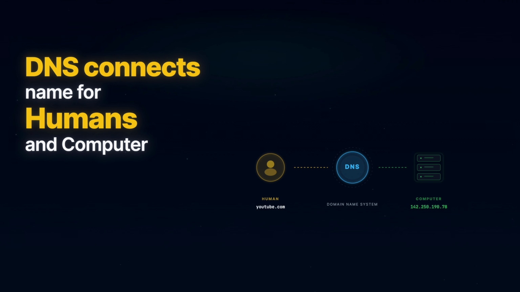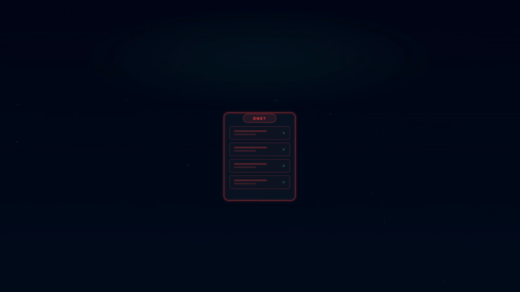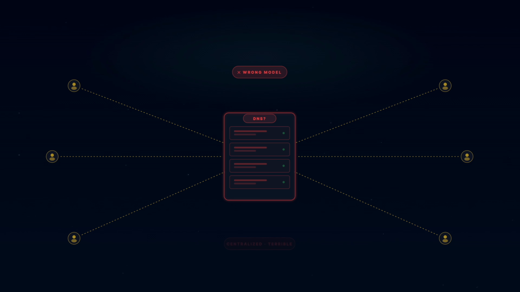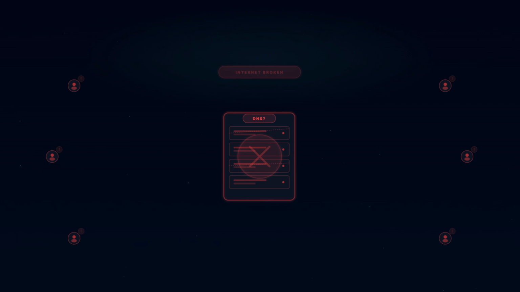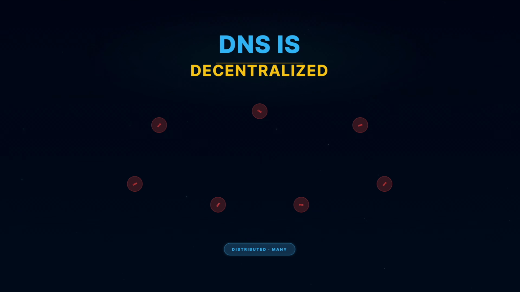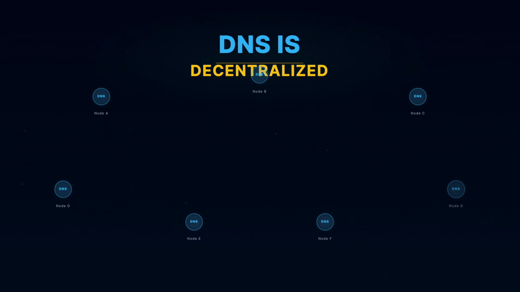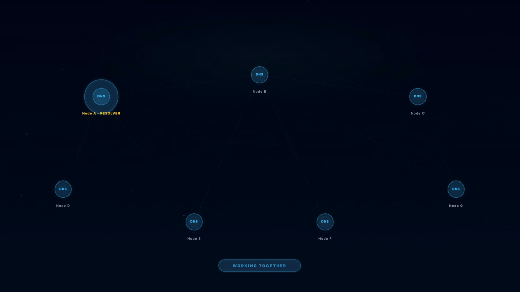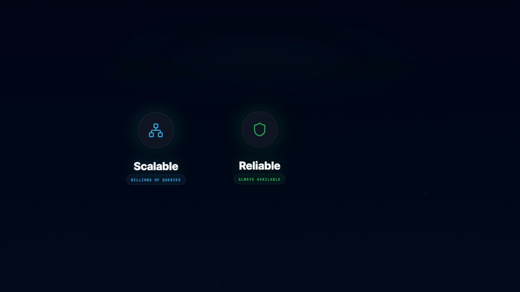A common beginner mistake is thinking DNS is one giant database somewhere. A centralized system would be a terrible design. If that one server went down, the internet would break. If every user asked the same server, it would be overloaded instantly. Instead, DNS is distributed. No single server needs to know everything. Different DNS servers work together. Each server helps point the resolver closer to the final answer. That is what makes DNS scalable, reliable, and fast enough for the modern internet.